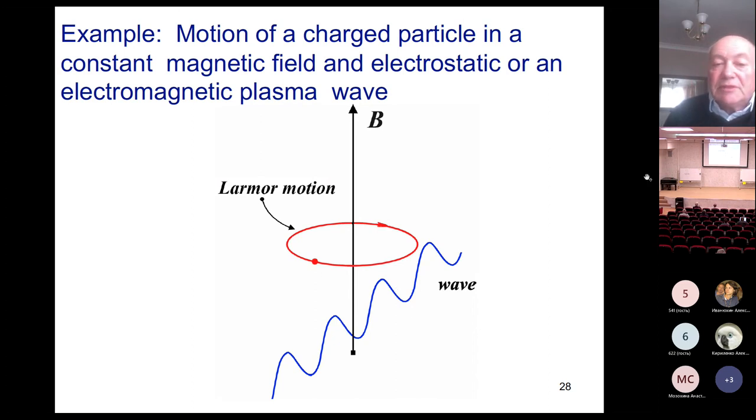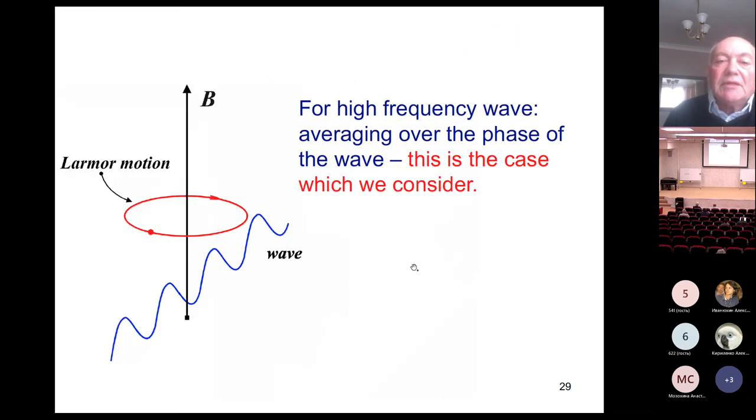So the most standard situation is when the magnetic field is strong, we have very fast Larmor motion, and we can average over Larmor motion, but it's not our case. Our case is when the magnetic field is weak, and it is comparable with the effect of this plasma wave, but this wave is a high frequency wave, and we can average over the phase of the wave.